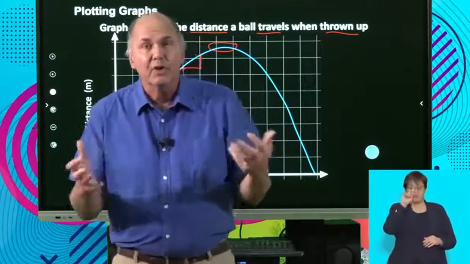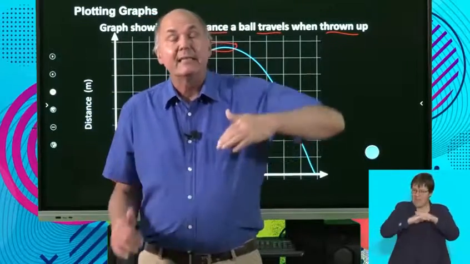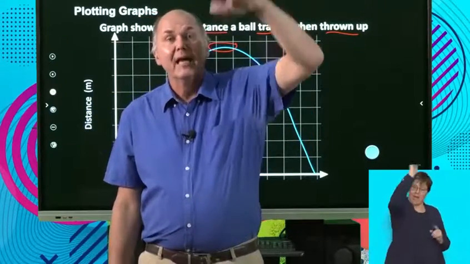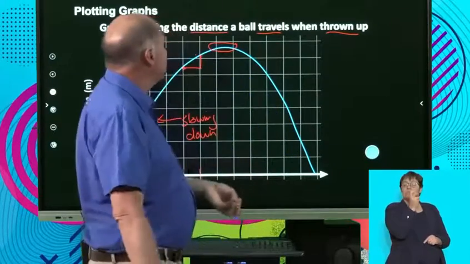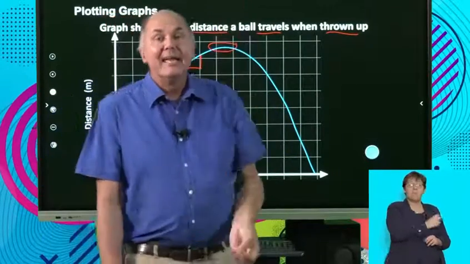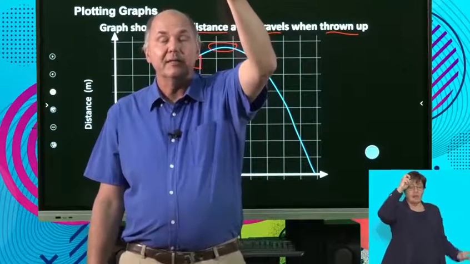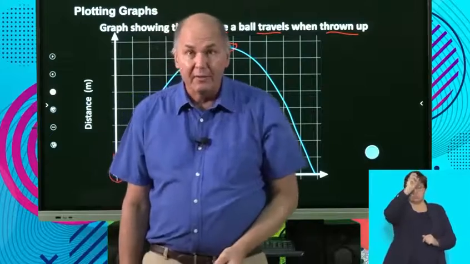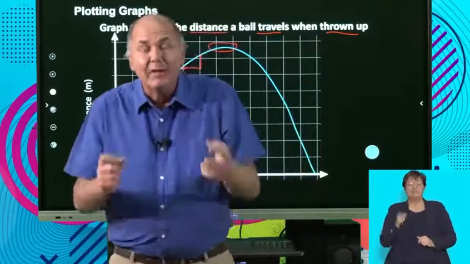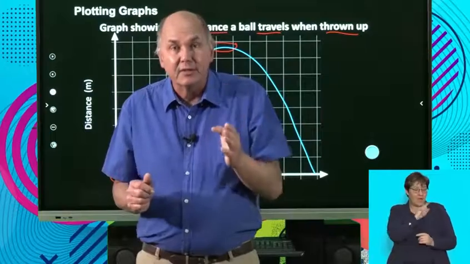So what I'm showing you on this graph is that the maximum value is at the highest point above the ground, and at that point, the ball that travels up has stopped moving upwards. It has got 0 velocity, and it's now changing direction and starting to move down. And that change in direction is very important because velocity is a vector quantity.